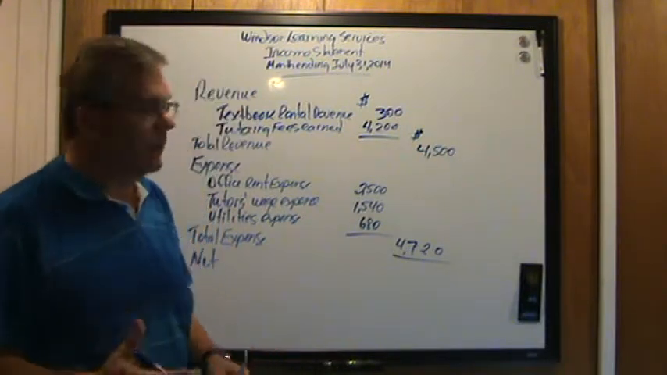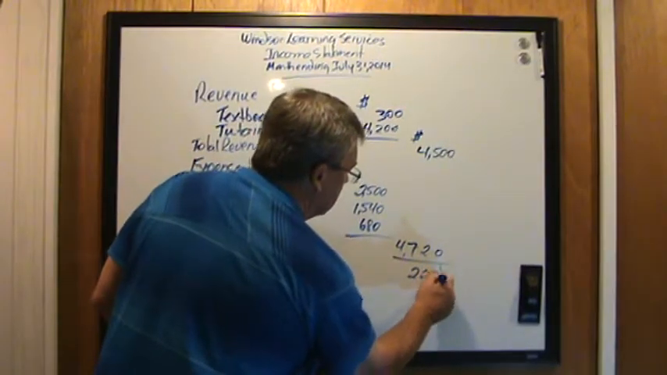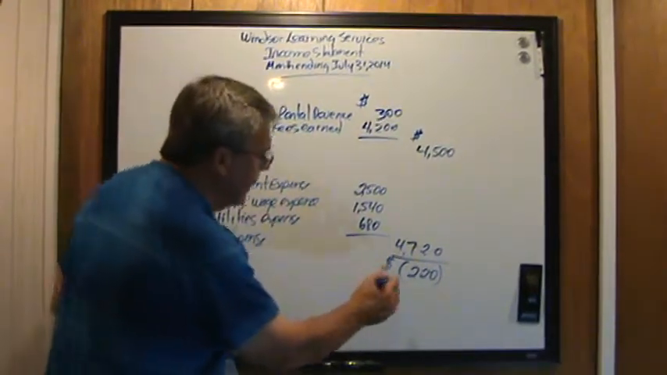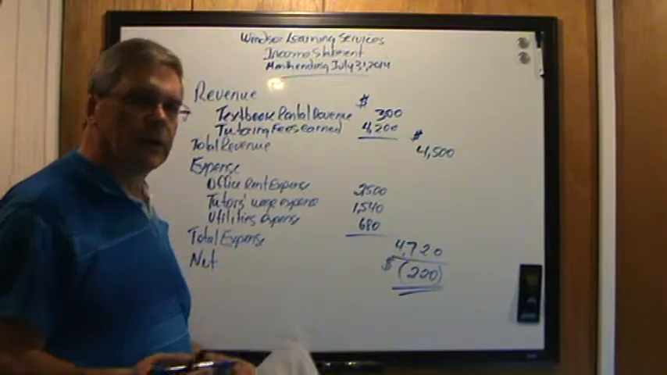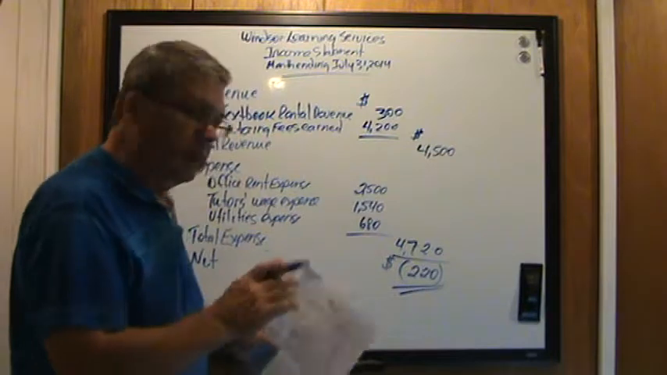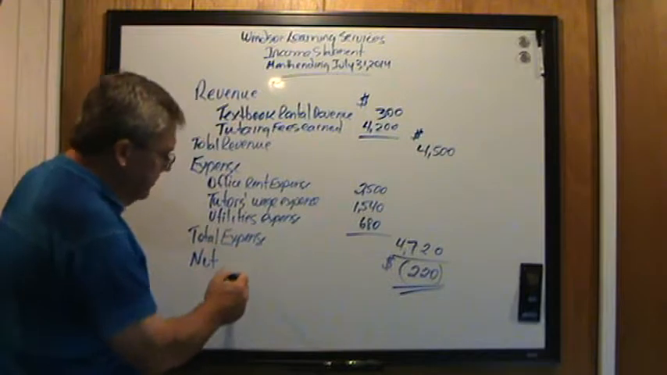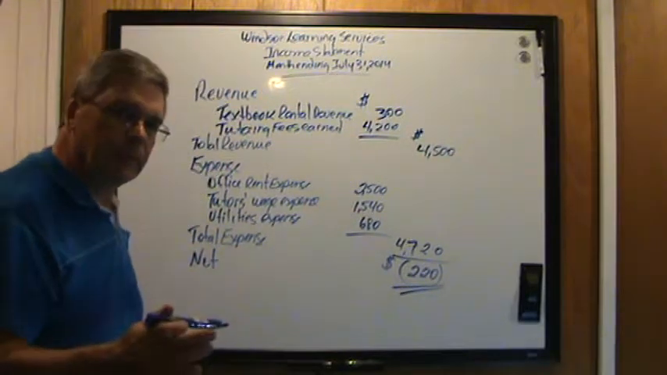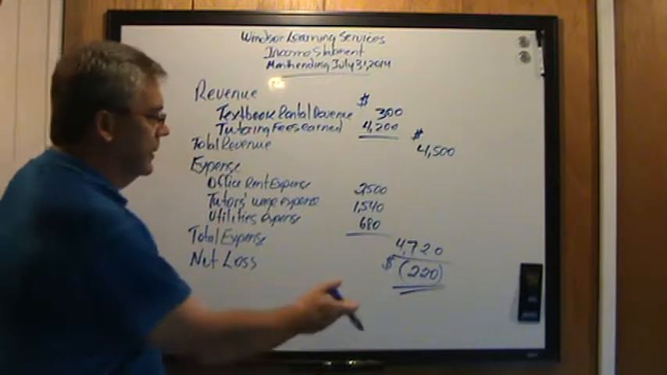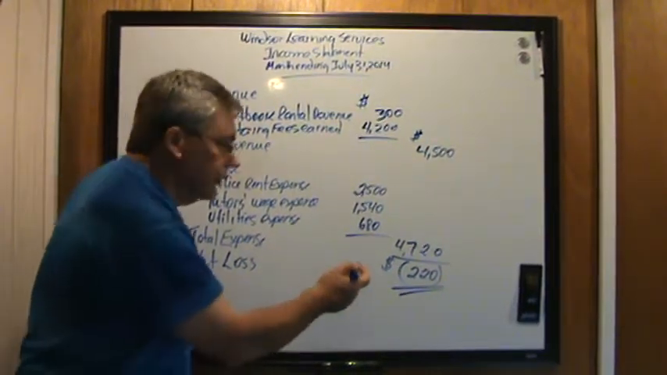It looks like it's negative. In fact, it's $220 negative. It's the bottom number, so we put a dollar sign, and we put a double underline in order to indicate that this is the end of this particular schedule. And you could put net income and then show that it's negative. I like to make it very clear, so you put here net loss and then show that it's negative with brackets.